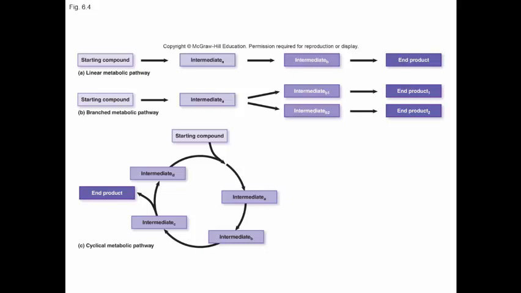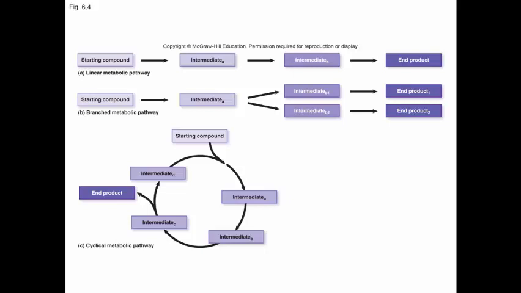The products may influence the enzyme activity of previous steps to help control the production of the pathway. What do I mean by that? Well, if you don't have an enzyme at a particular step, you're going to get a buildup before that step, and you're going to get an absence after that step.